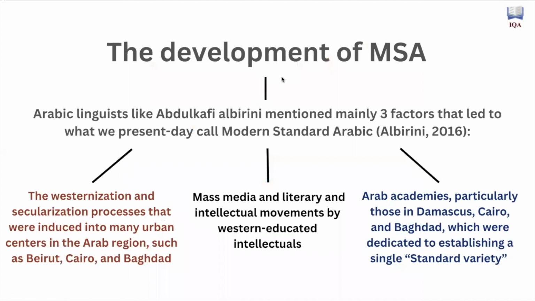So the development of MSA. Arabic linguists like Abdul Kafi al-Ibirini, who wrote a very good book called Modern Arabic Sociolinguistics, mention mainly three factors that led to what we present-day call modern standard Arabic. Okay, so this term MSA and this idea of modern standard Arabic was pretty much the result of these three different factors that came about. The first one is the westernization and secularization processes that were induced into many urban centers in the Arab region, such as Beirut, Cairo, and Baghdad.